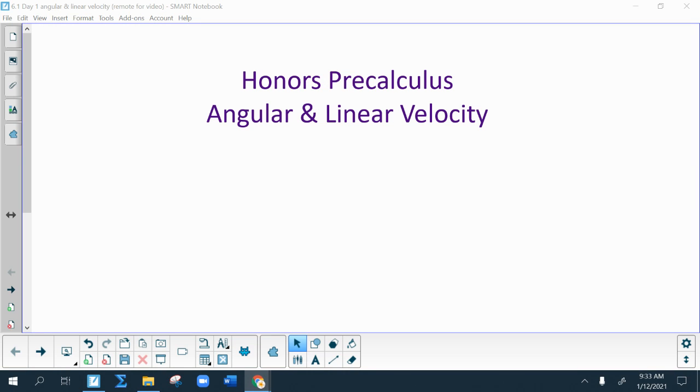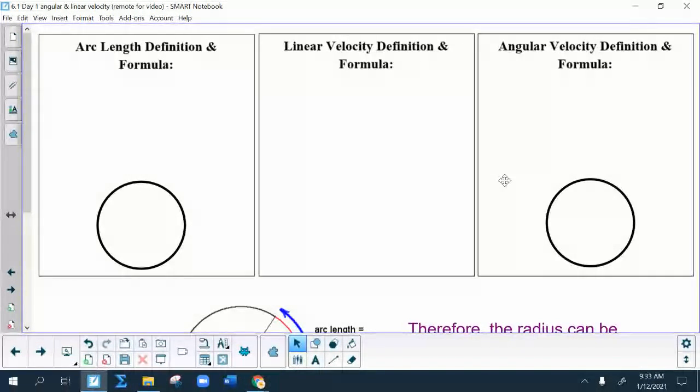Hi everyone, this video is about linear and angular velocity. This will be leading us into our trigonometry unit. All right, so first we need some formulas and definitions of what these three things are here.